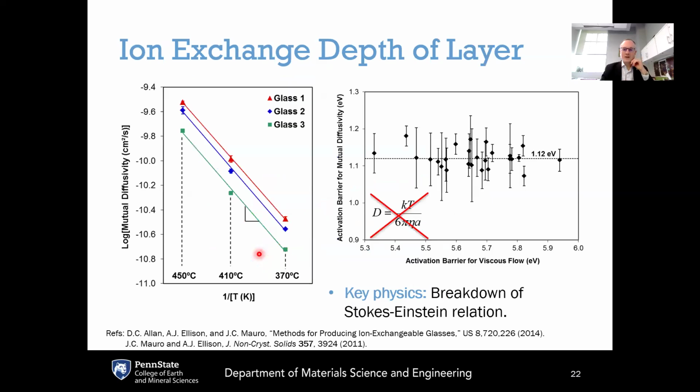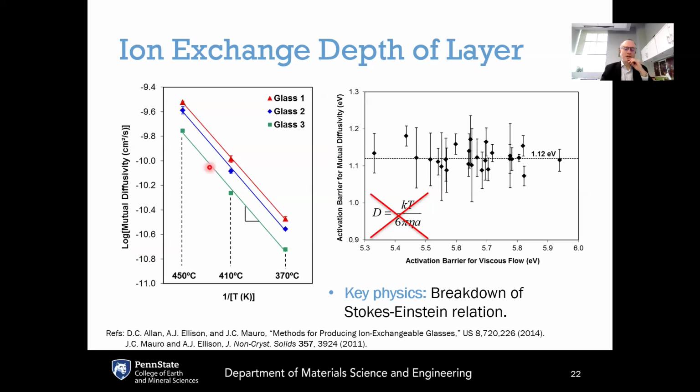Now, some interesting physics relates to the composition dependence of ion exchange. On the left, I have 3 different glass compositions that were subjected to ion exchange at 3 different temperatures, 370, 410, and 450 degrees C. This is plotted on 1 over absolute temperature axis. And on the y-axis is the log of the interdiffusion coefficient between the potassium to sodium ion exchange.